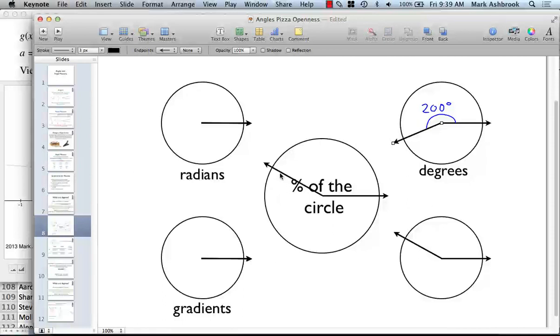I can take 200 degrees and find what? So 200 degrees is some fraction of a circle. What fraction or percent of a circle is it? So I'm going to start by going from degrees to percent of the circle. So find what percent of the circle, what fraction of the circle is 200. As soon as you get it, tell me.